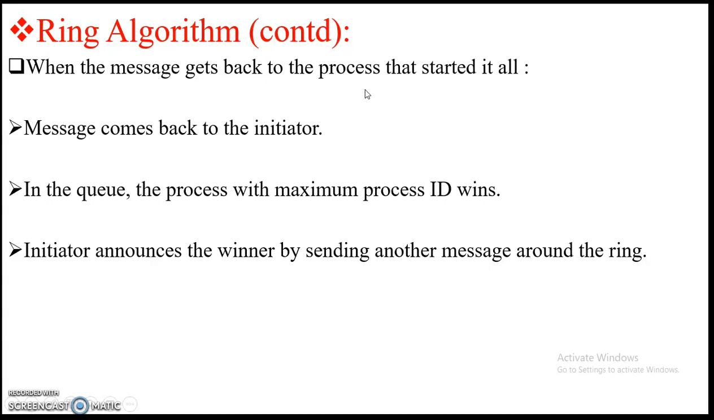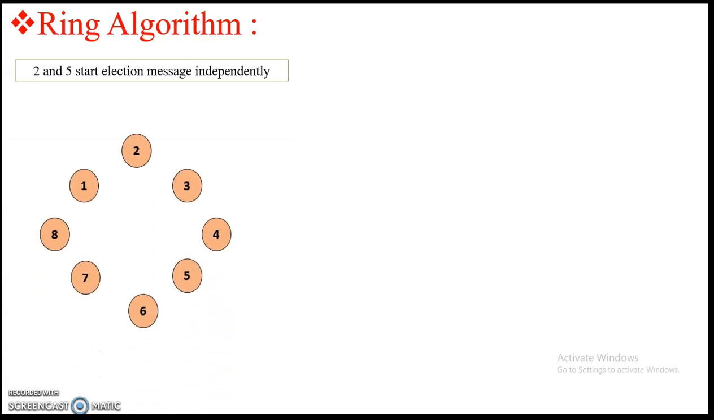Now, when the message gets back to the process that started it all, that means the initiator, the process with the maximum process ID wins. It will maintain a queue. In that queue, whichever process has the highest priority or the maximum process ID will be the new coordinator, and the initiator announces the winner by sending another message around this ring.